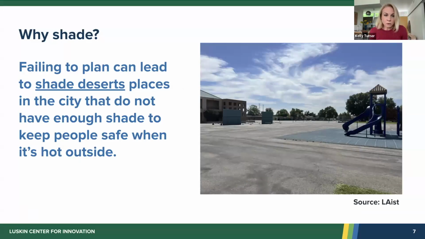A failure to really think through where shade is and plan for it and embed it into our policies and our zoning codes can lead to shade deserts. These are places in the city that don't have enough shade to keep people safe when it's hot outside. And here I give an example of a very common shade desert that we see in our communities. Our research is showing that schools, by and large, have less shade than the communities that they're located in. Why? Because systematically they've been designed to exclude trees, canopies, and other tall vertical objects that might cast shadow. Next slide.